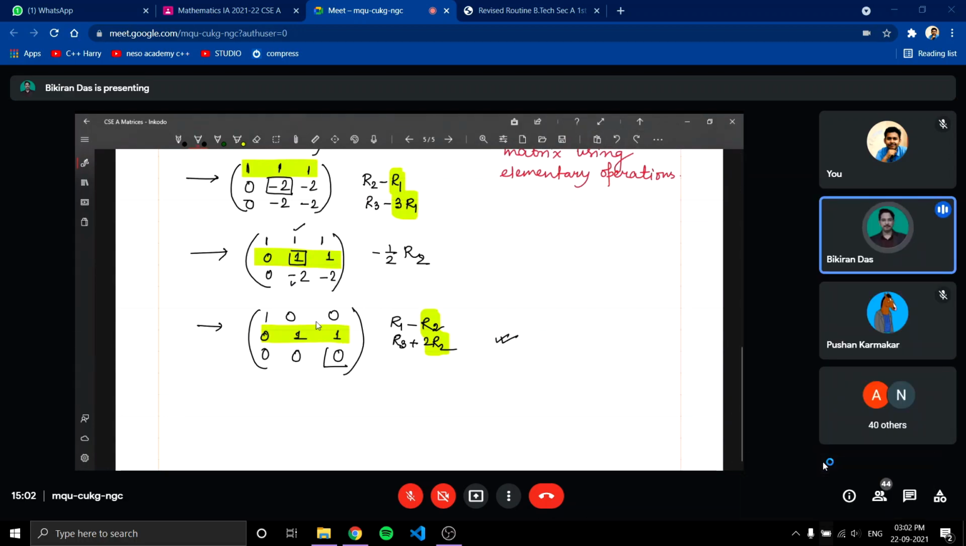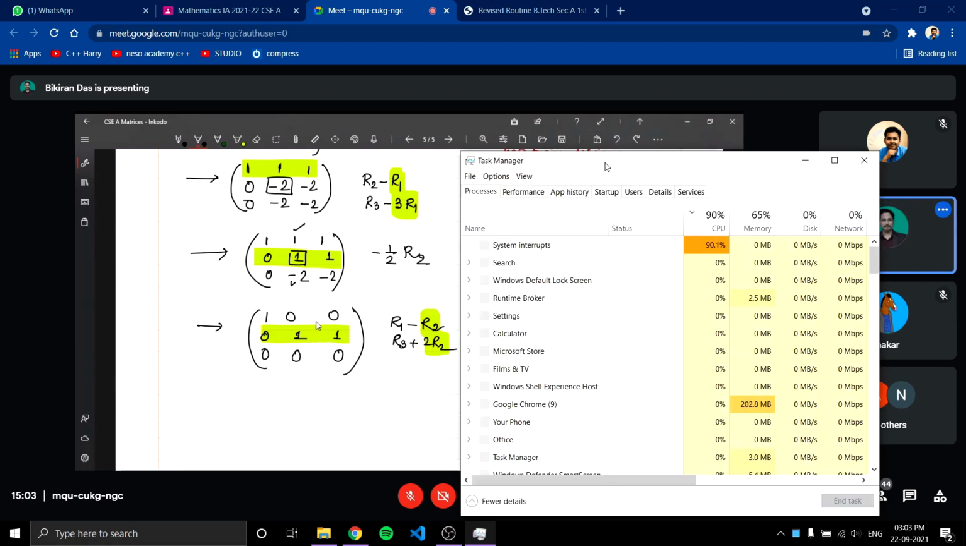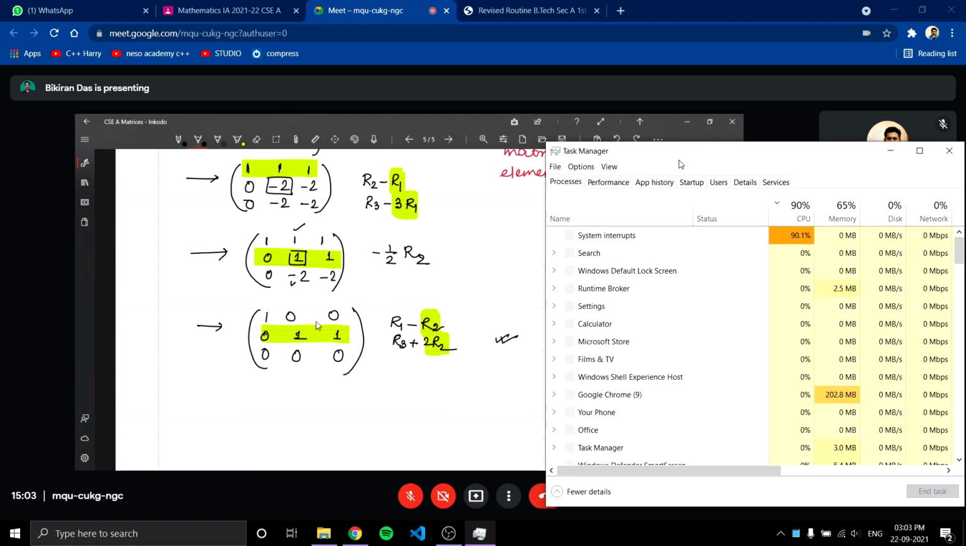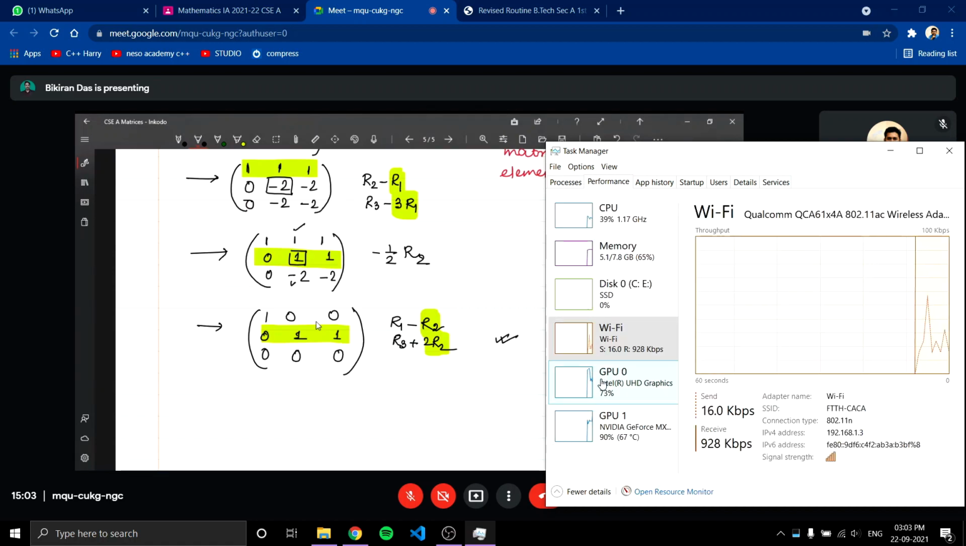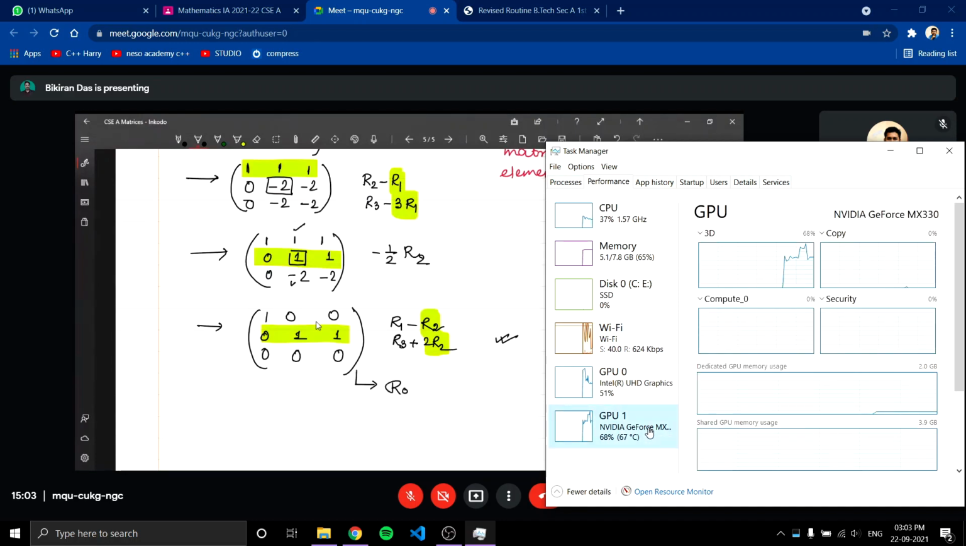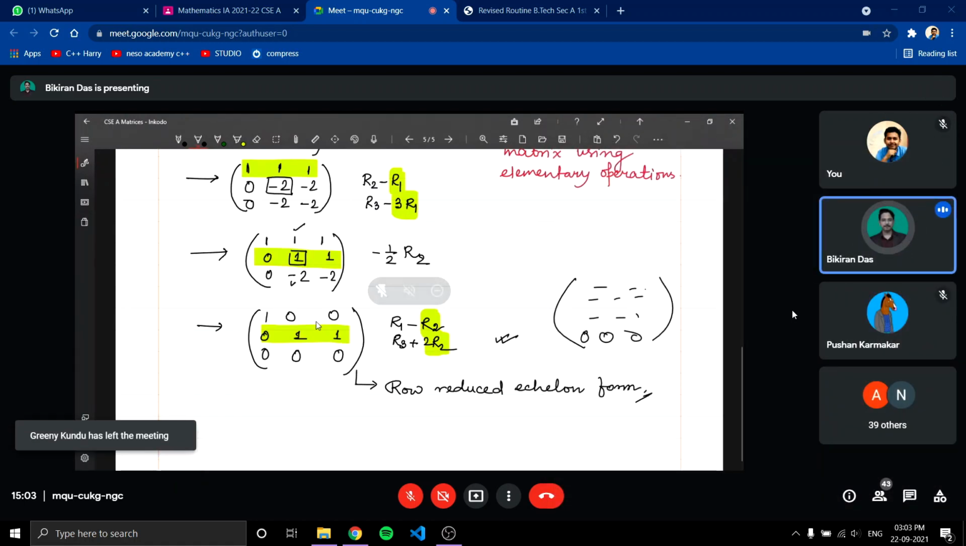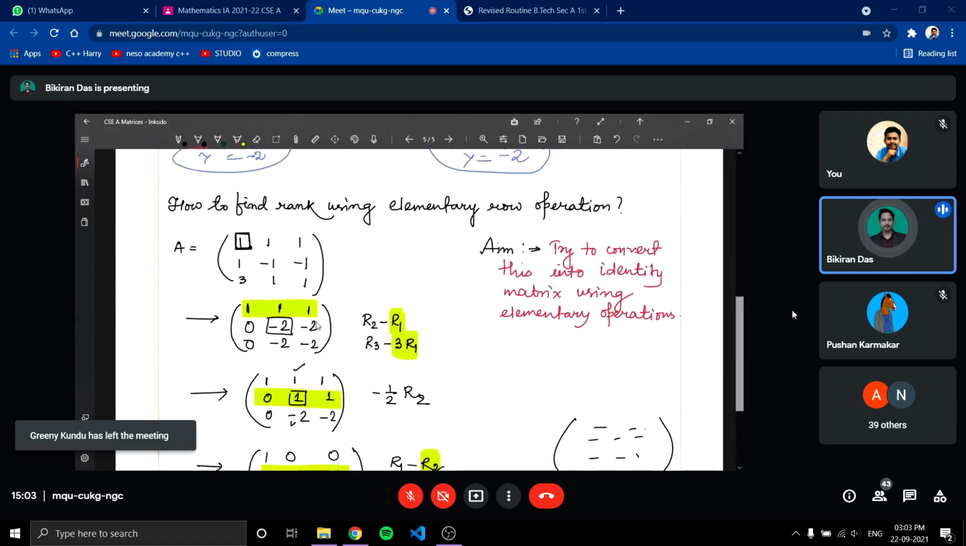Now see, all the elements in the last matrix, we got a form like this: 0 0 0 and some elements here. This type of form, the last matrix that we got, we call a row reduced echelon form. This is the row reduced echelon form of the matrix A given.